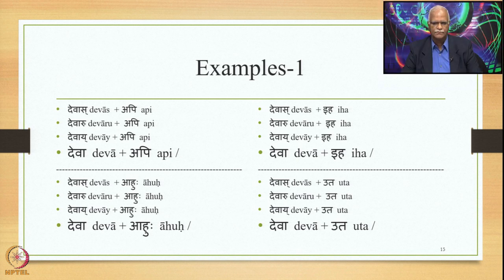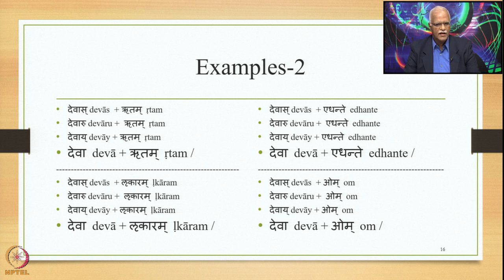Then we have devas plus uta, where sa is substituted by ru, then by ya, and finally this ya gets optionally deleted. So we get deva uta optionally. Similarly, deva ritam. Devas plus ritam is the basic input. Sa is substituted by ru. Ru is substituted by ya. And then finally, this ya gets deleted. And you get the form deva ritam optionally. Then we have devas plus lukaram. Sa is then substituted by ru, then by ya, and finally ya is optionally deleted. So we have deva plus lukaram. This is optionally derived form.